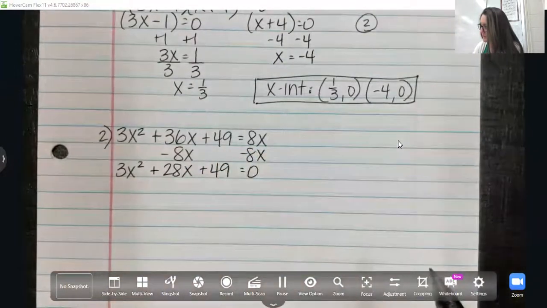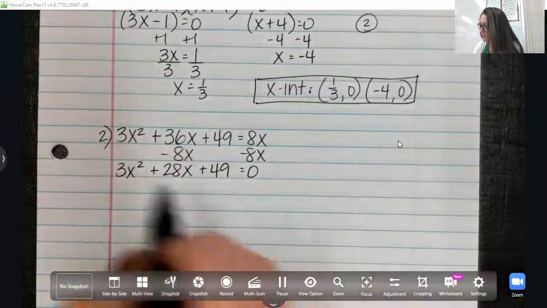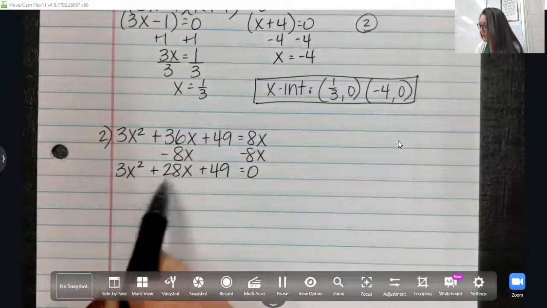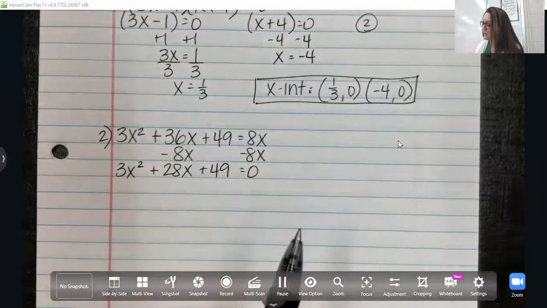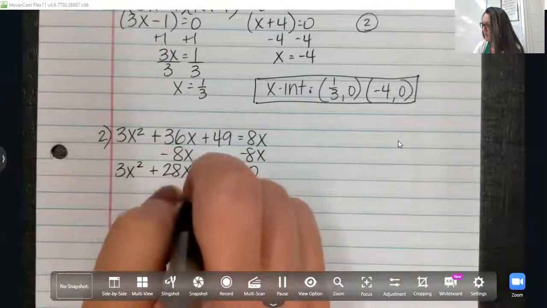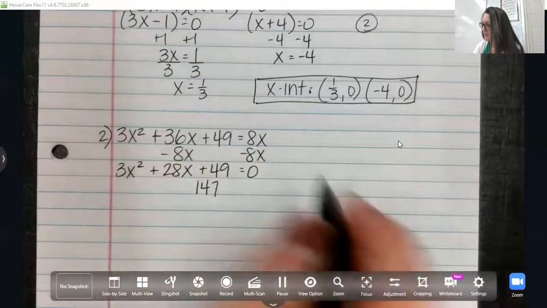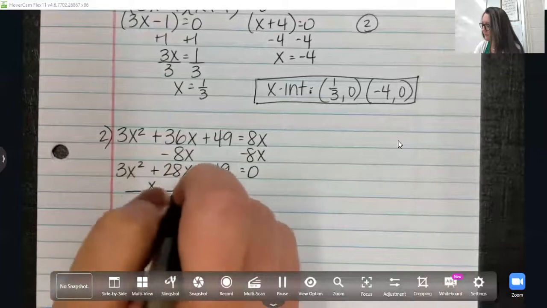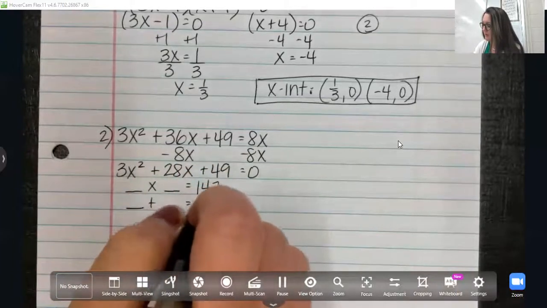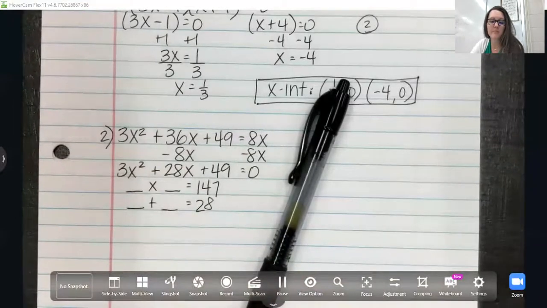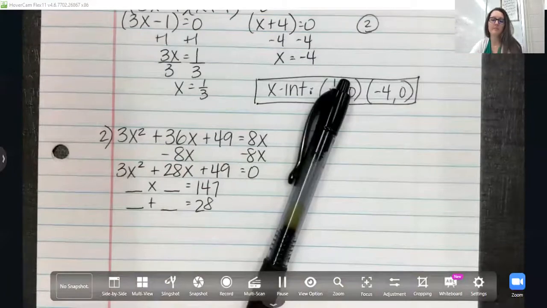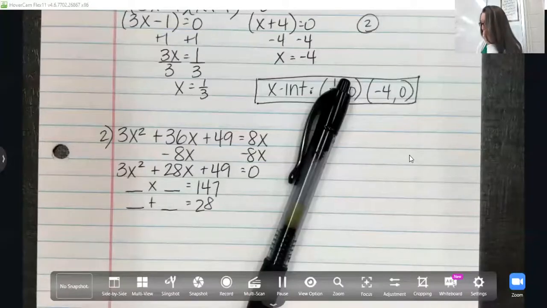Equals 49 equals 0. So we're going to multiply our A and our C. Can I factor anything out? Oh, I can't. All right, so 3 times 49, 3 and 4 is 120, and 27 is 147. 147, really? I'm going to check my math on that one. Okay, so 147, we want two numbers that multiply to get 147 and add to get 28.